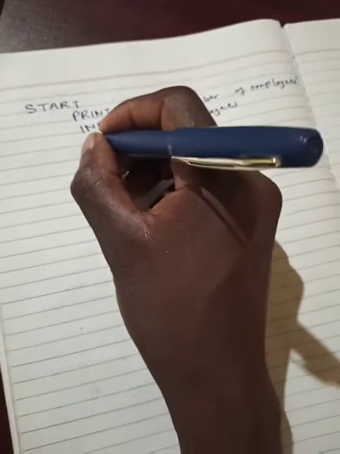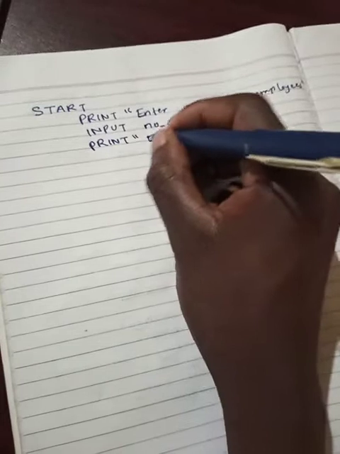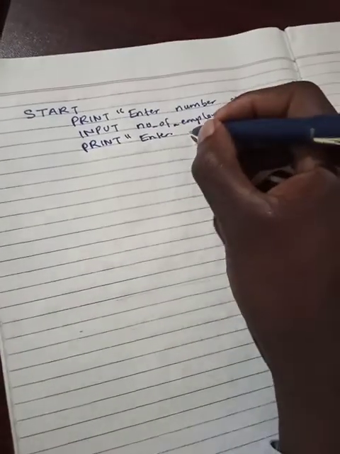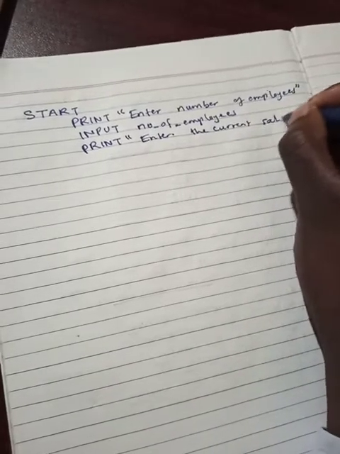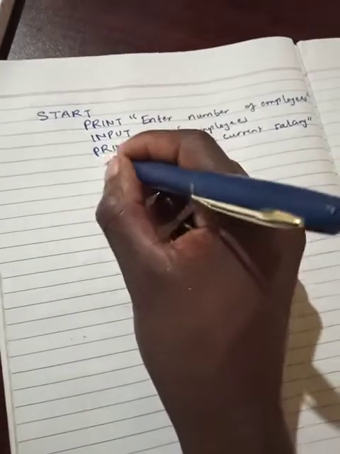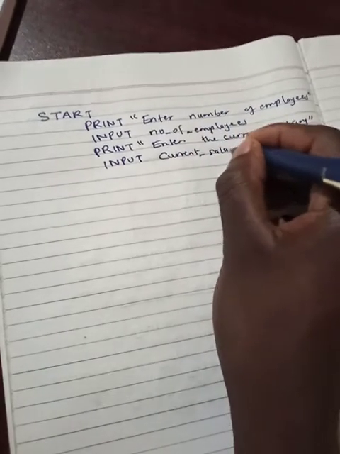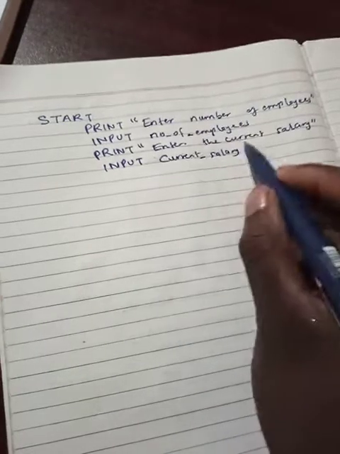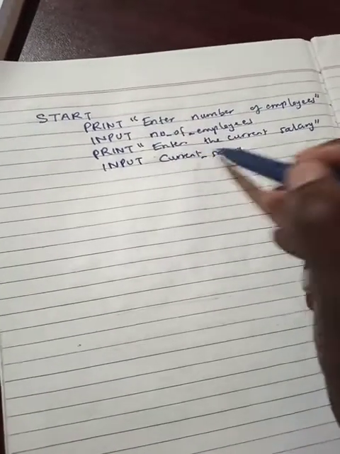The next thing that we need is to allow the user to enter the current salary. Enter the current salary, maybe of the employee. I don't want to use so many words. So you can just input current salary. You can see here I'm not putting quotation marks because this is a variable that is going to store what the user will enter after being asked to enter the current salary.